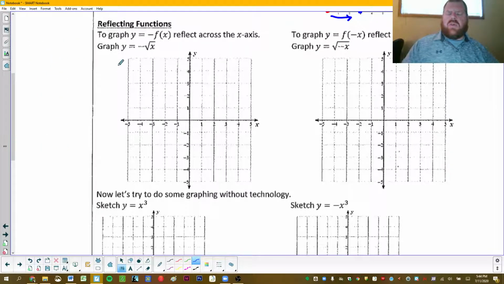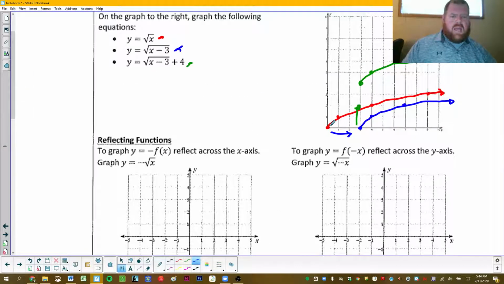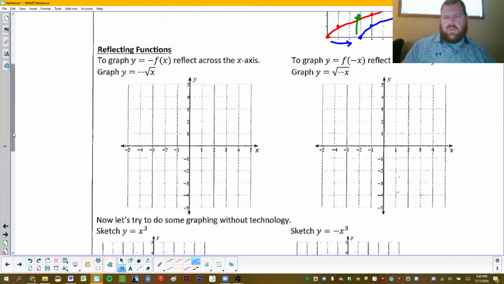But let's look at this square root of x one, because this one is a little bit tricky, right? We had 0, 0, 1, 1, 4, 2, and 9, 3. And we're not going to get all those, but that's okay. So I'm going to graph that parent function really quick. I'm going to graph it in blue. 1, 1, 4, 2. That's as much as I get on here. So that graph looks like this.